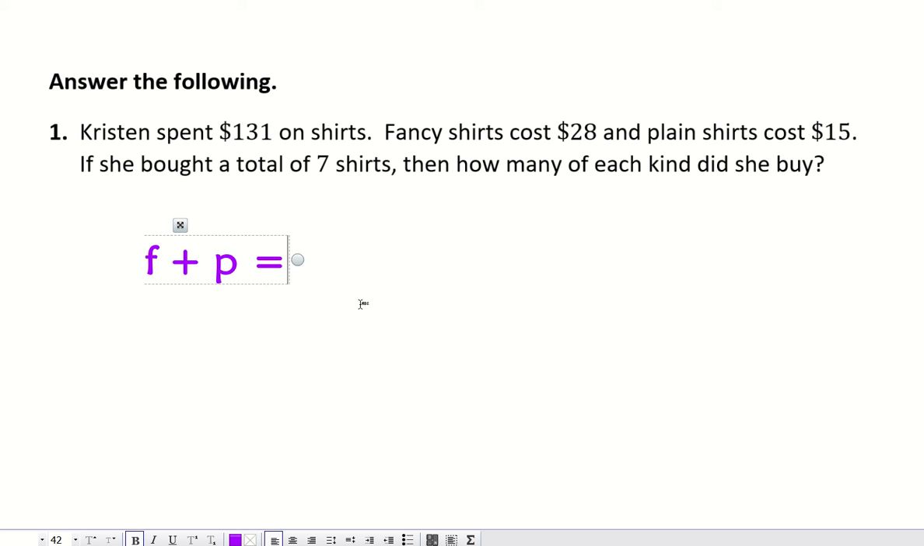That would be F plus P. If you added the number of fancy with the number of plain, that would have to be 7. And then as far as the total number of dollars, you would take the number of fancy shirts, F, and multiply it by 28, and then add that to 15P, because it's $15 times the number of plain shirts, and that is supposed to equal 131.